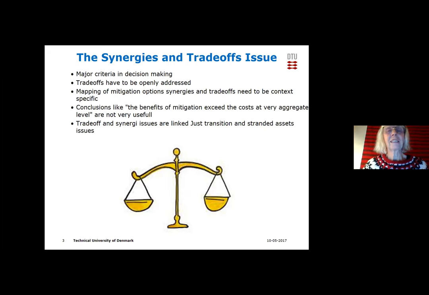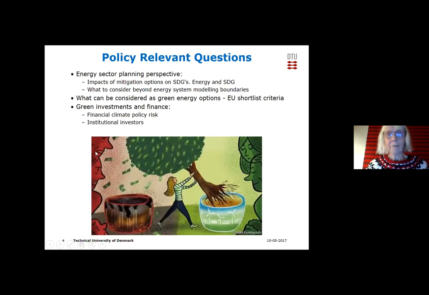And they say this in a very general way. It's okay, but I don't think it's very helpful to know that for the world in total, the benefit exceeds the cost. Because we need to know why you have cost of going for transformation to very low greenhouse gas emissions.